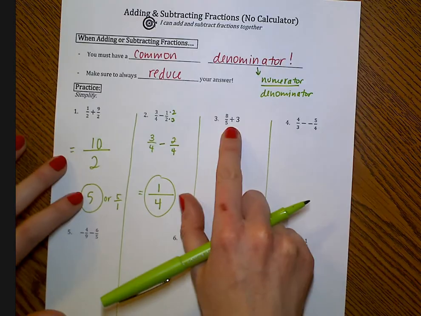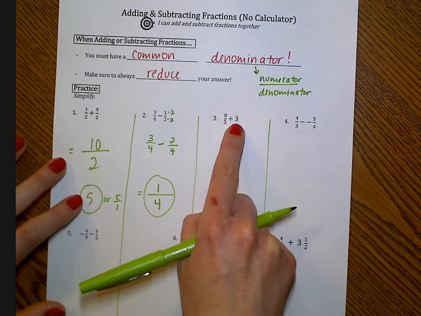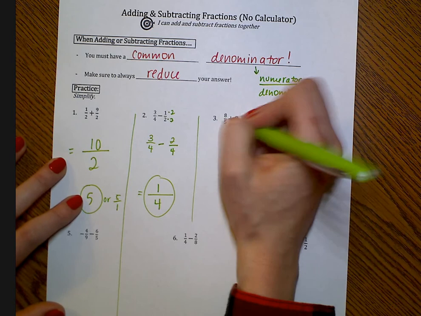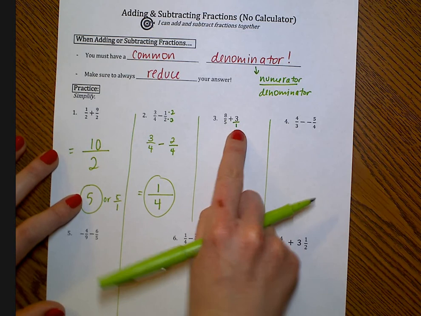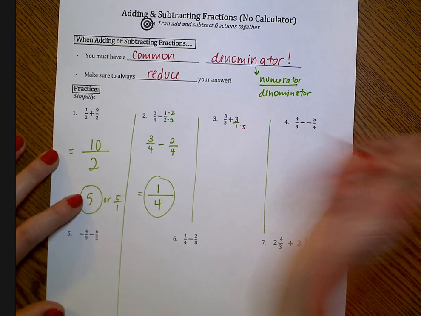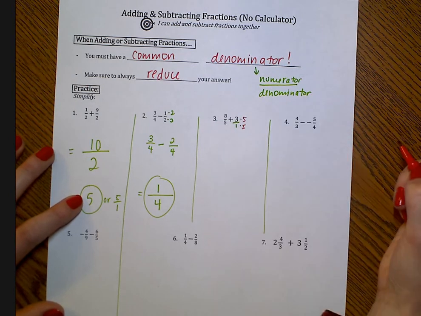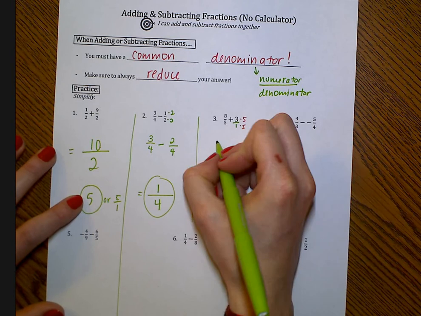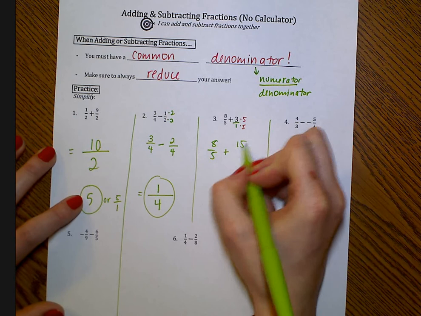Number 3, 8/5 plus 3. You need to make 3 a fraction before you start. To do that, you put a 1 underneath it. Now I have to create a common denominator. If I look to the smaller number, if I just multiply this 1 by a 5, I'm going to have 5 on the bottom. Whatever you do to the bottom, you have to do to the top. So it's going to be 8/5 plus 3 times 5, which is 15/5.